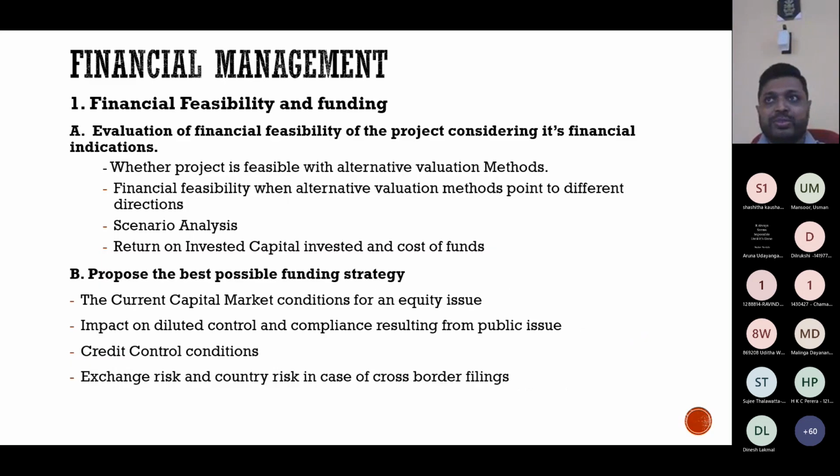Okay, financial management and risk management area. We need to cover 20% of the syllabus content. Simply, you can divide the areas into two. One is the financial feasibility and funding section, and the other section we call the risk management section. Those are the two broad areas which we need to discuss under financial management.